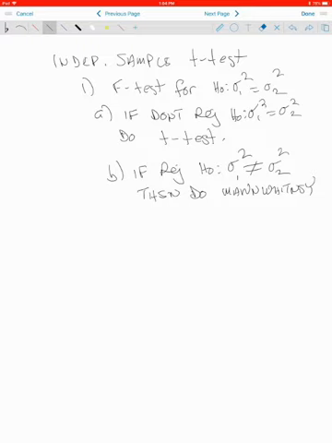So first, test the homogeneity of variance assumption. If you don't reject, you happily go ahead and do the t-test. If you do reject it, you unhappily, well, not necessarily, you do the Mann-Whitney U-test.